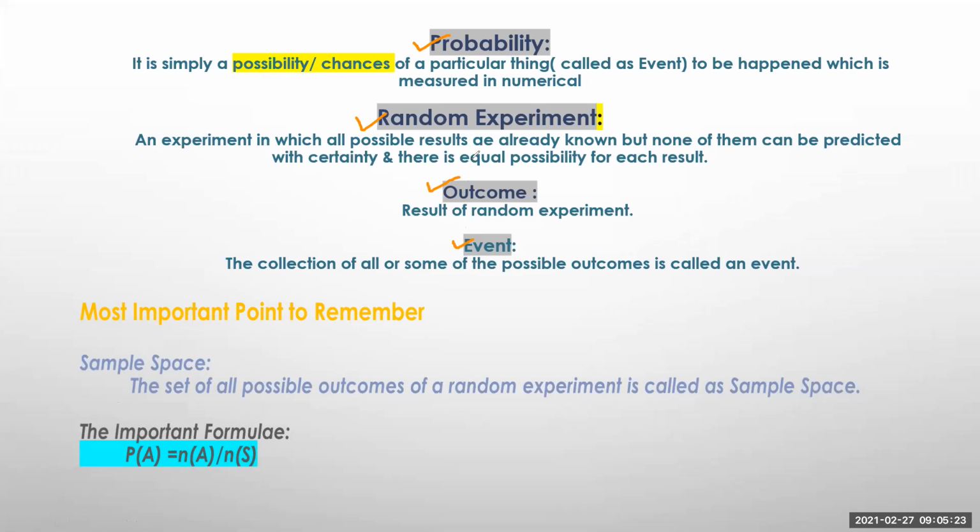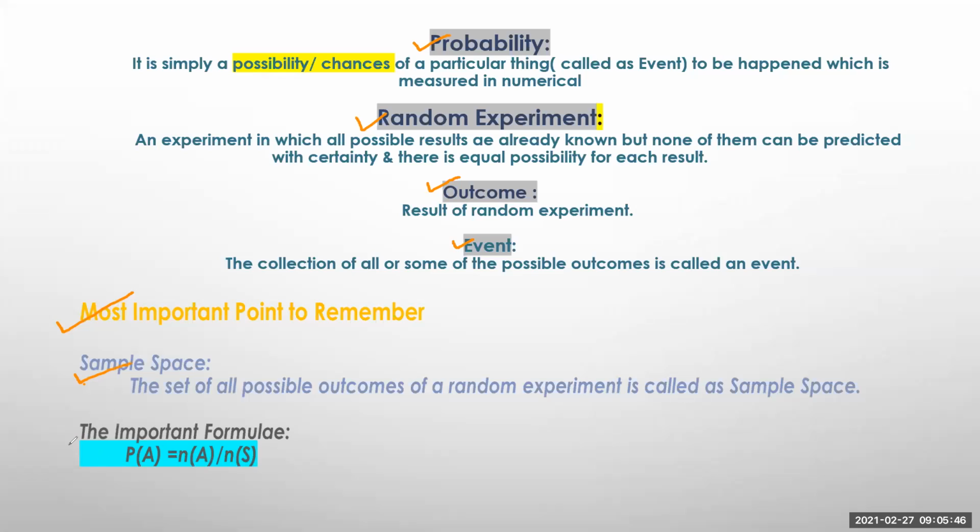Probability, you know very well, is the chances. Then again random, experiment, outcome, event, all this you know. But the most important thing to remember in probability is the sample space. You must be able to write the sample space, because the total question is dependent on writing the sample space. So this is very important.